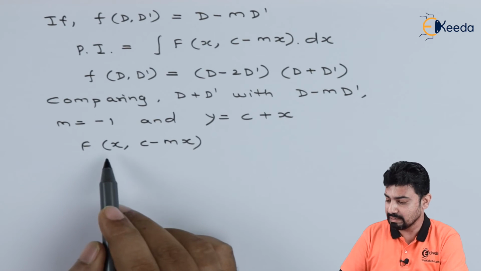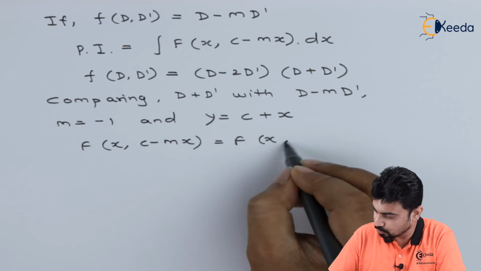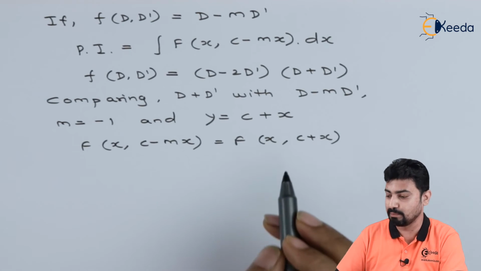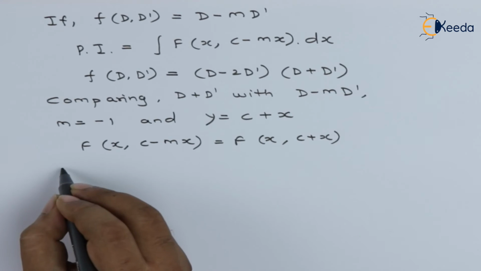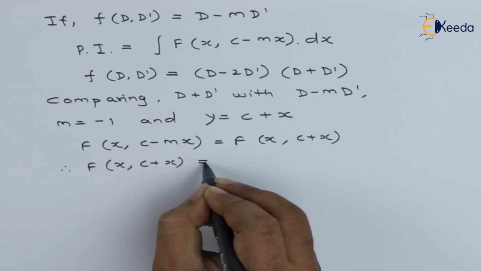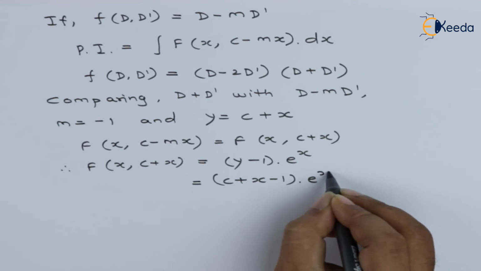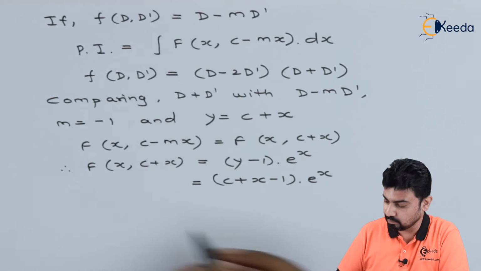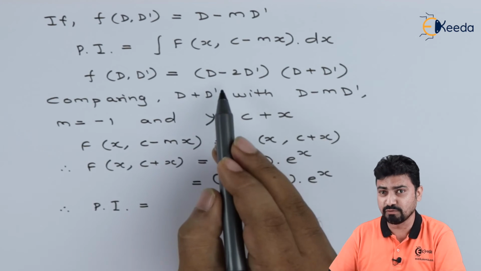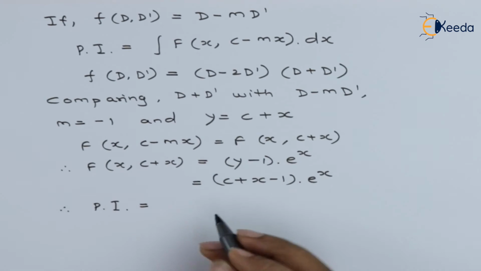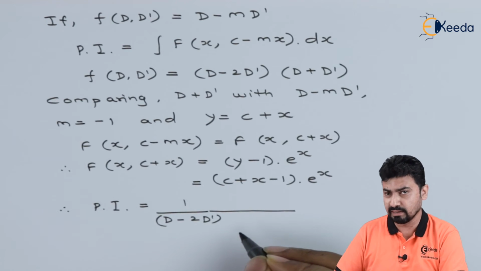We have to integrate the function f(x, c minus mx), which is equal to f of x, c plus x. So instead of y we put c plus x, but our function was y minus 1 into e raised to x. So we have got our function. Let us integrate now and find the particular integral. We will be applying the second factor. So first factor we will be writing as it is in the denominator. Let us first write both the factors and then apply the rule.